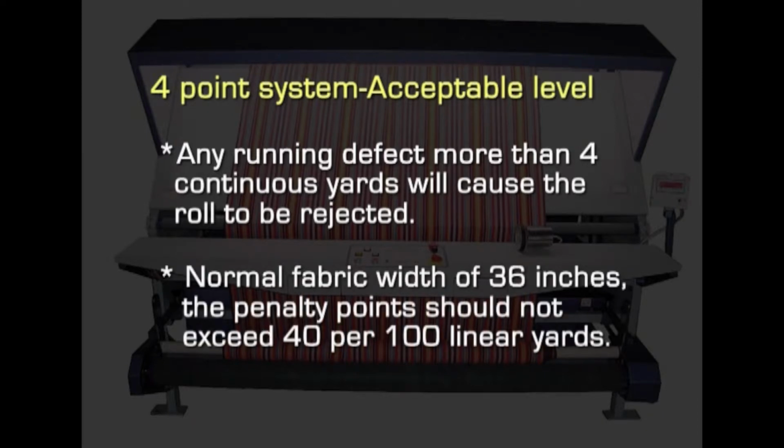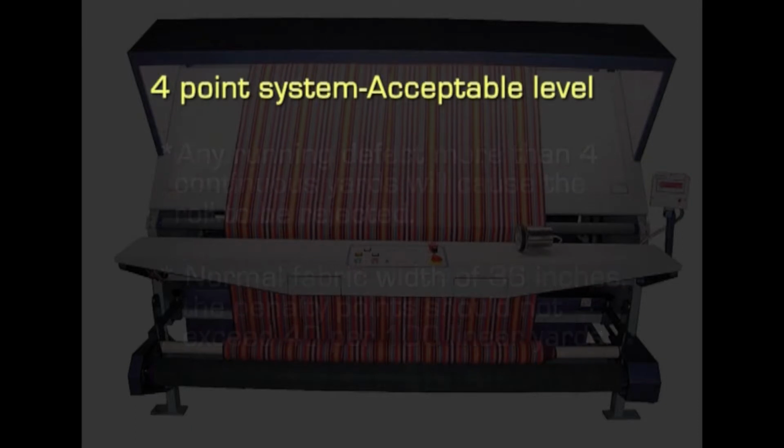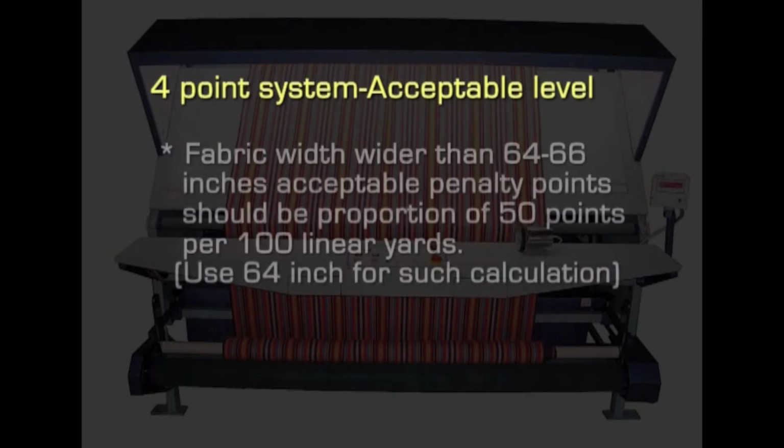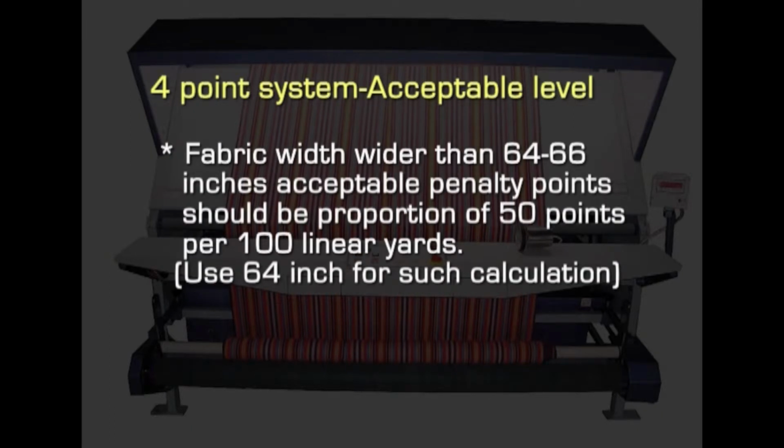For a normal fabric width of 36 inches, the penalty points should not exceed 40 per 100 linear yards. Fabric with width up to 64 to 66 inches shall be classified as first quality if the number of penalty points does not exceed 50 points per 100 linear yards. For fabric wider than 64 to 66 inches, the acceptable penalty points should be in proportion to 50 points per 100 linear yards. That means 64 inches is used for such calculations.